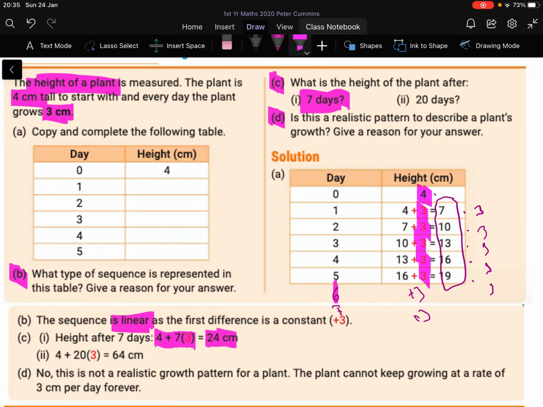Or I could do it up here. So after 5 days, I'm at 19. And then I add 3 to that and 3 again, and that would also give me 24. So I could do it by adding up.